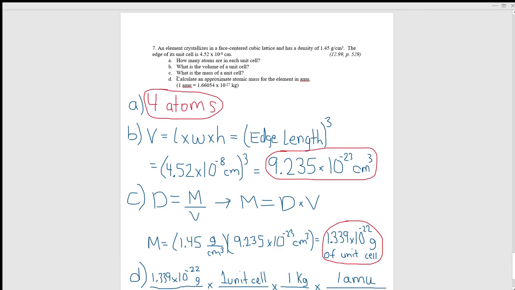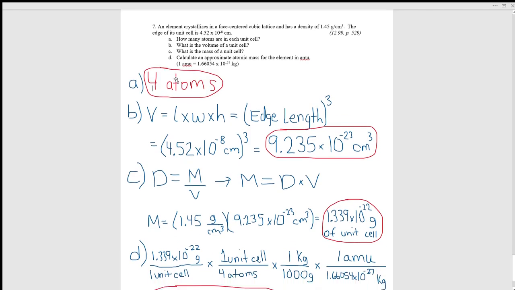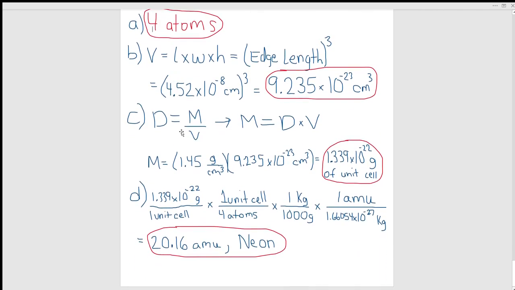The volume is the answer that we calculated from the previous part. So in part B, we got 9.235 times 10 to the negative 23rd centimeters cubed. Multiplying out the density by the volume, we get the mass as 1.339 times 10 to the negative 22nd grams. And realize that this is the mass of the unit cell, not the mass of the atoms within the unit cell. There is a difference.